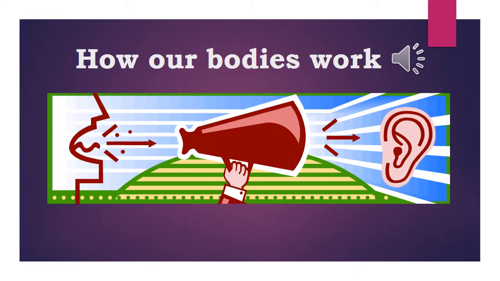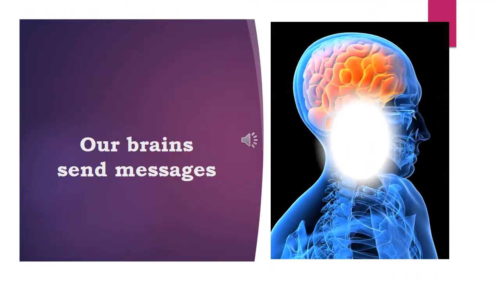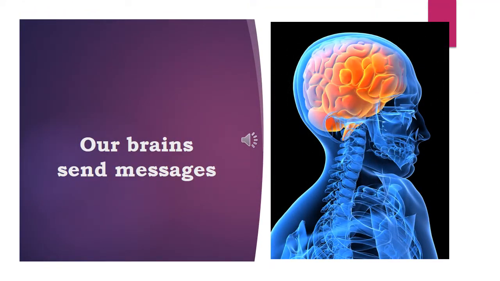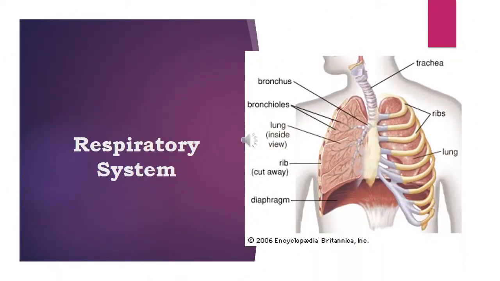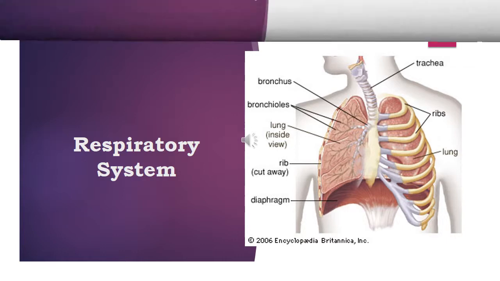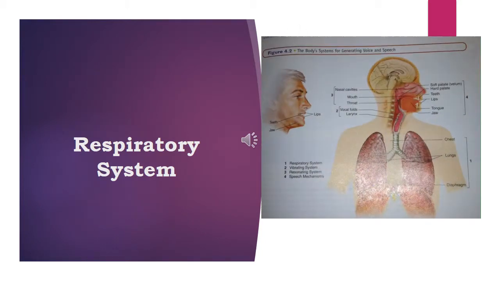Understanding how our bodies work is helpful in understanding speech production. When we'd like to speak, our brain sends messages that activate other mechanisms in our body. The respiratory system includes the diaphragm, chest muscles, lungs, and throat. Its secondary job is to provide the air and pressure necessary for producing speech sounds.